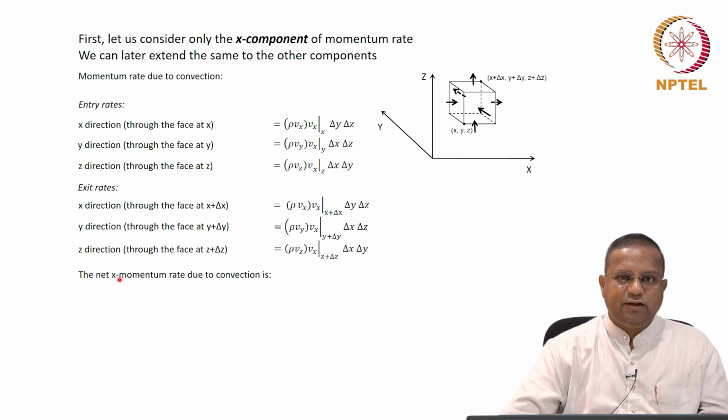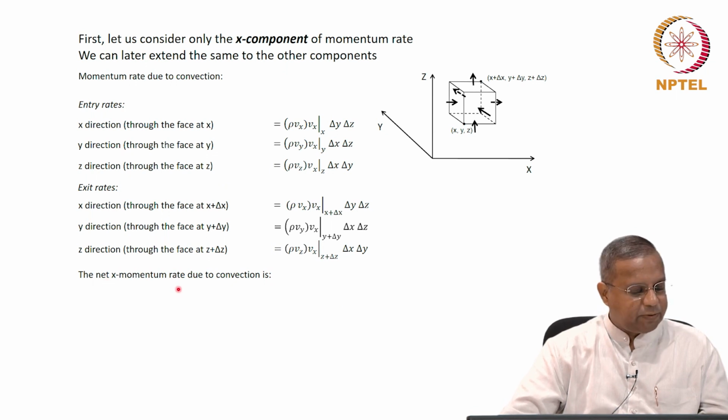The net x momentum due to convection is nothing but the entry minus exit. So entry minus exit for each of these directions taken individually and then summed up is going to give us the net x momentum. The x momentum consists of all these terms.